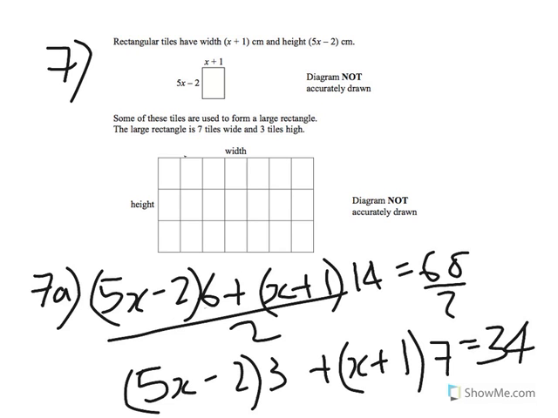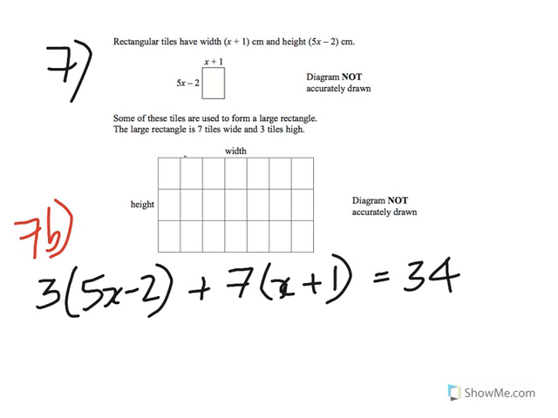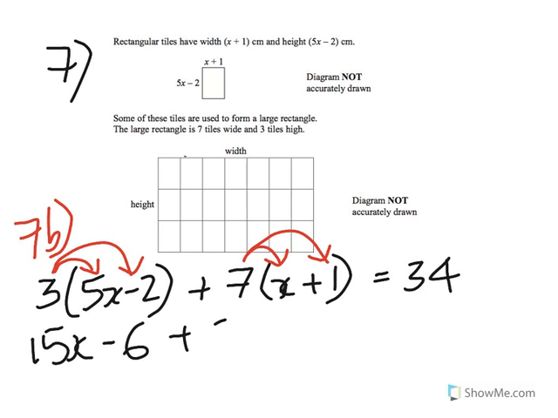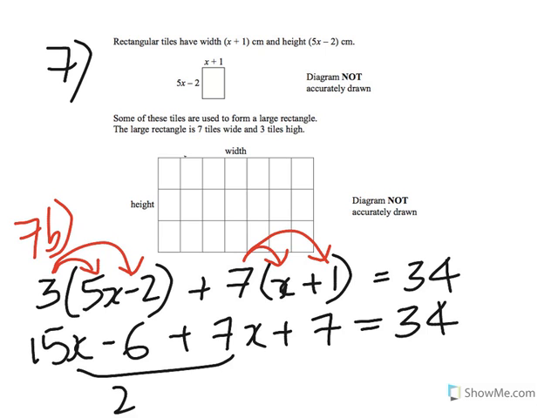So 7b is asking you to solve your equation and find the value of x. Now this is just simple expansion. So when you're expanding, you multiply the term by each individual term. So I'm just going to expand this quickly. You're going to get 15x minus 6 plus 7x plus 7 is equal to 34. Now 15x plus 7x is 22x. Minus 6 plus 7 is plus 1, and that is equal to 34.